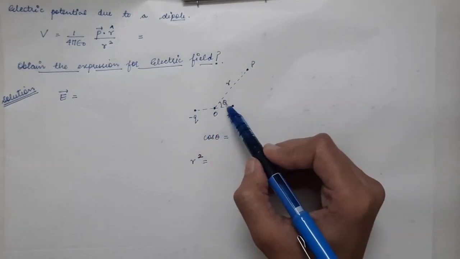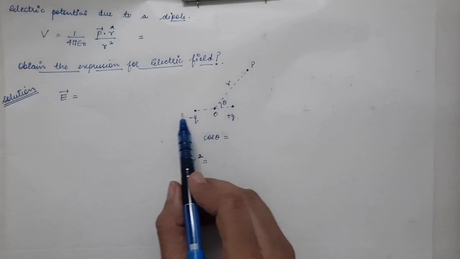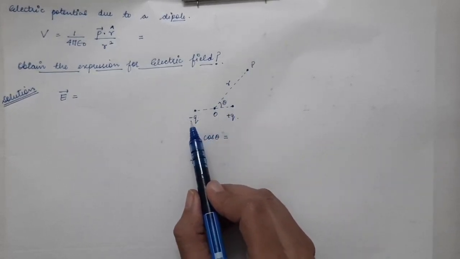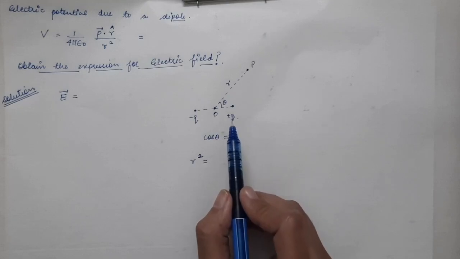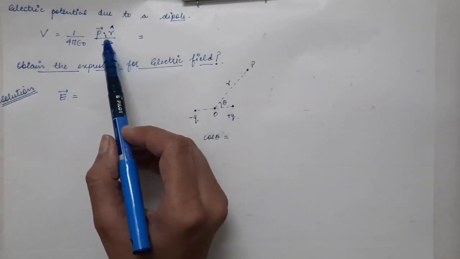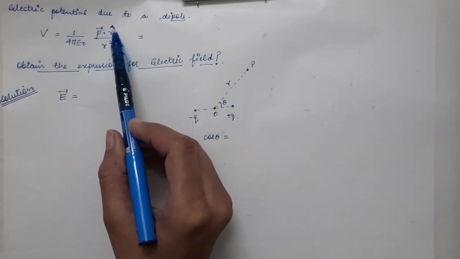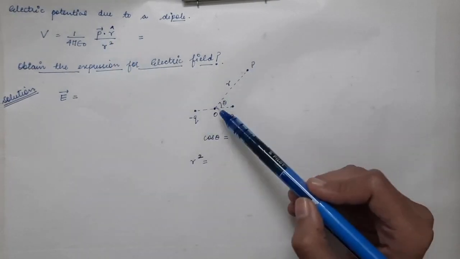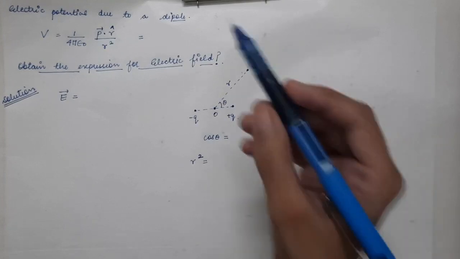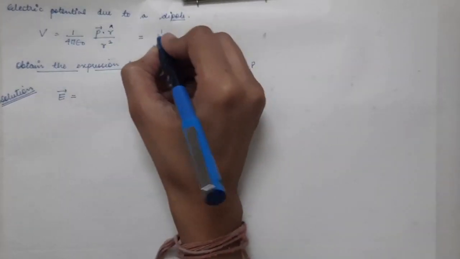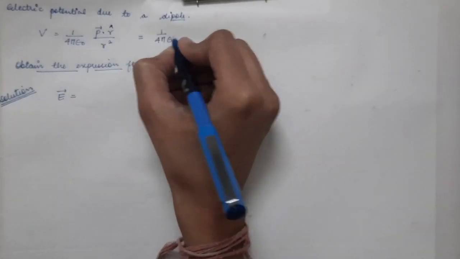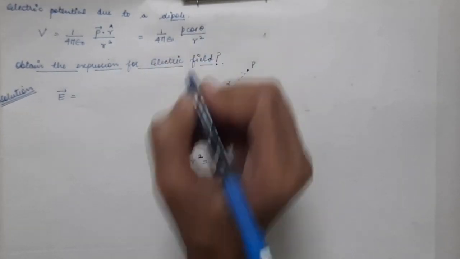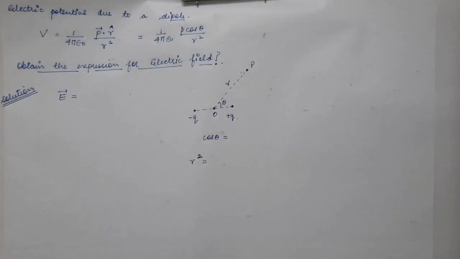This angle is the angle between the OP vector and the dipole moment, because the dipole moment points from the negative charge towards the positive charge. So this can be written as vector p dot product with r cap. It can be written as p cos theta, because theta is the angle between r cap and the p vector. So this can be written as 1 by 4 pi epsilon naught, p cos theta divided by r squared.